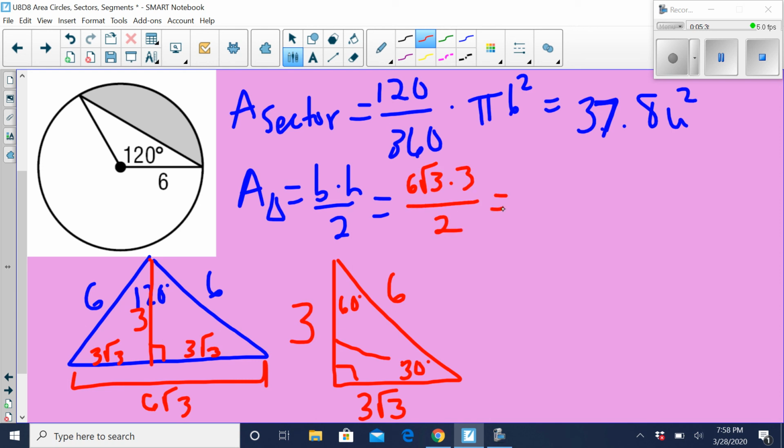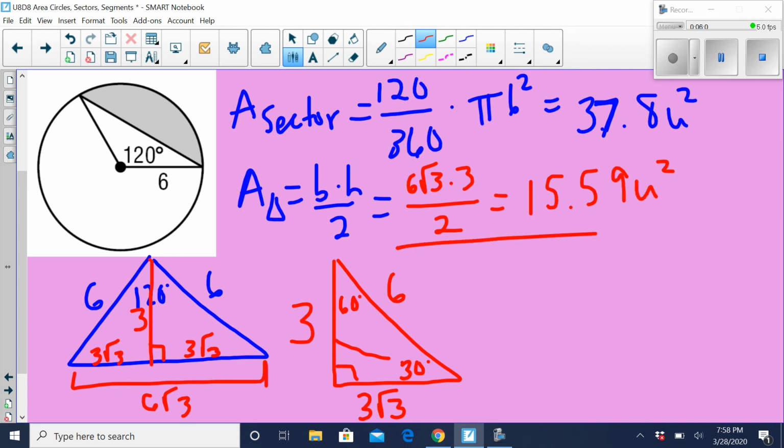What we're going to do today, usually we leave it in radical form, but since our first answer is already a decimal, and we're going to have to subtract the two values, we're going to actually calculate this and get a decimal answer as well. I ended up with 15.588, so I'm going to round it to 15.59 units squared.